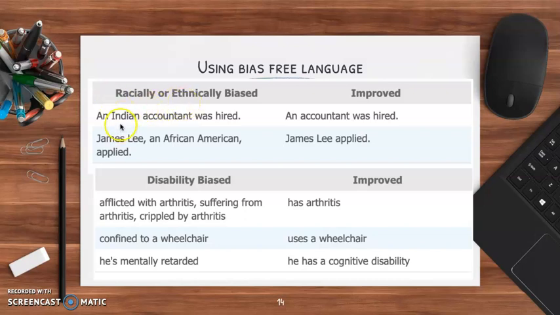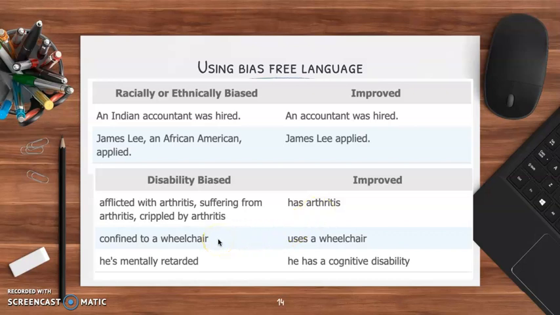So they have some examples here, like an Indian accountant was hired. You wouldn't want to put that in a message. Simply say an accountant was hired. There's no reason to include these kinds of identifiers in there. Also, disability biased language, rather than saying something like, he is afflicted with arthritis or she is suffering from arthritis, you can just say, he has arthritis, she has arthritis.